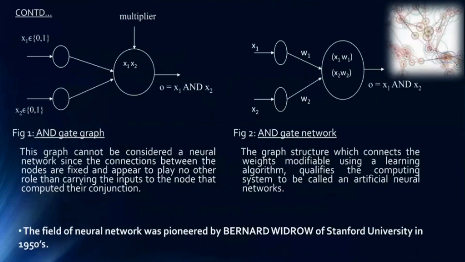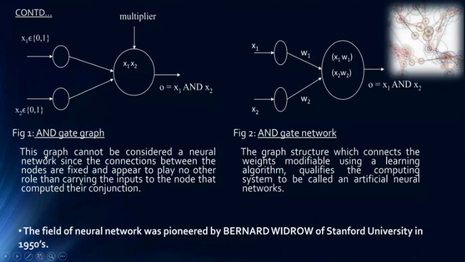Here we see some logical gates. We have the AND gate graph and the AND gate neural network. In the graph, the multipliers take two inputs, pass through the middle layer, and form one output.